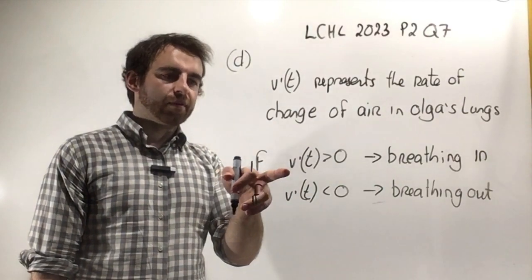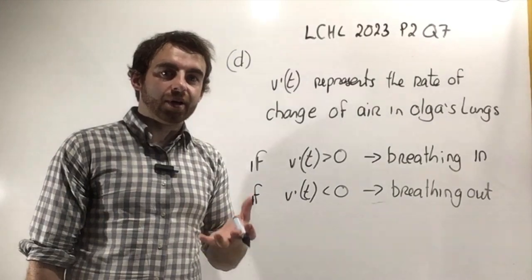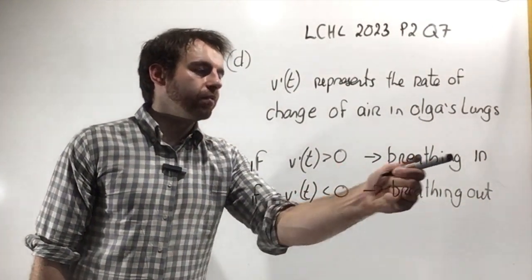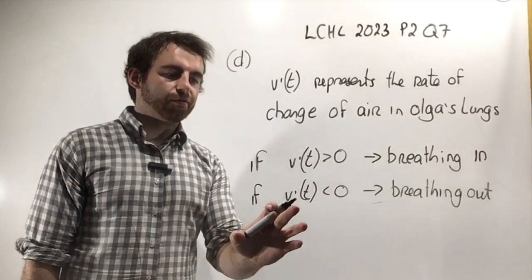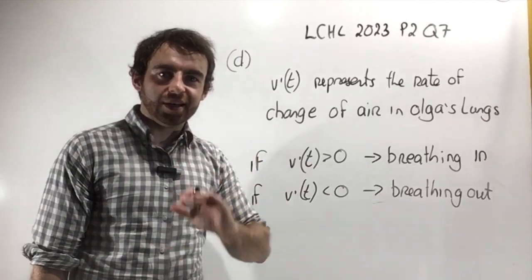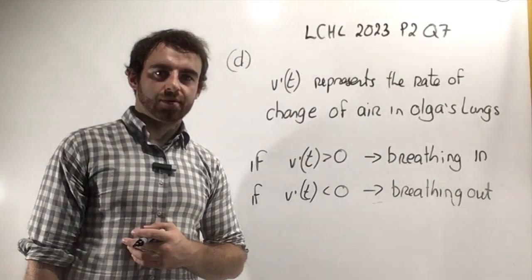If the first derivative is greater than 0, that means that the rate of change of air in Olga's lungs is increasing. If the air in Olga's lungs is increasing, obviously she's breathing in. If the first derivative is negative, then that means the rate of change of air is decreasing. So that means that she's breathing out.